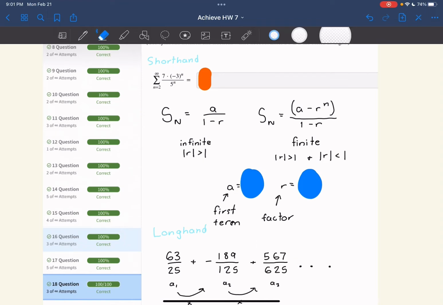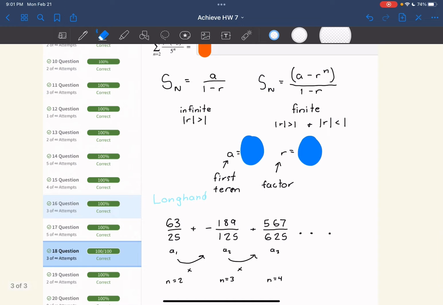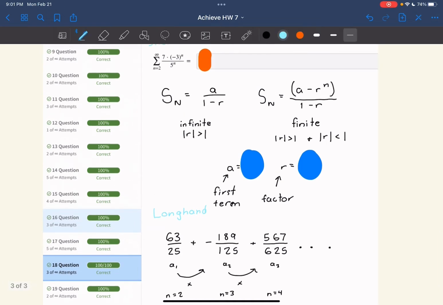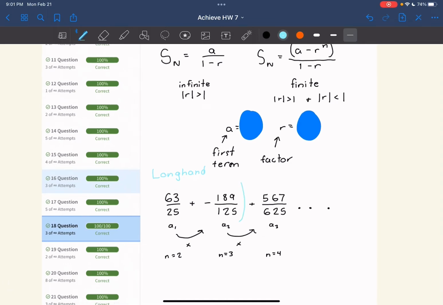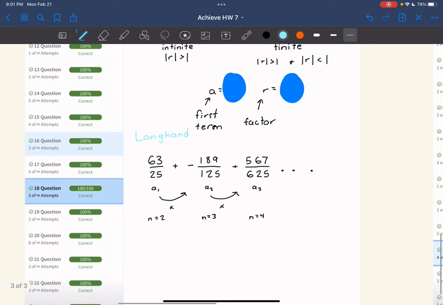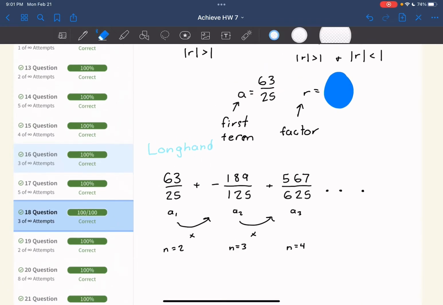Now, once you plug in 4, you get this number right here, 567 over 625. When you're doing these types of problems, all you really need is this first part. You only need to write out the first 2 terms, and that'll give you the a and the r. However, just for the sake of this tutorial, I'm going to write out 3 terms so that you can see what we're going to do. So we know what a is. A is our first term, so that's going to be 63 over 25. Now we have to figure out our r.